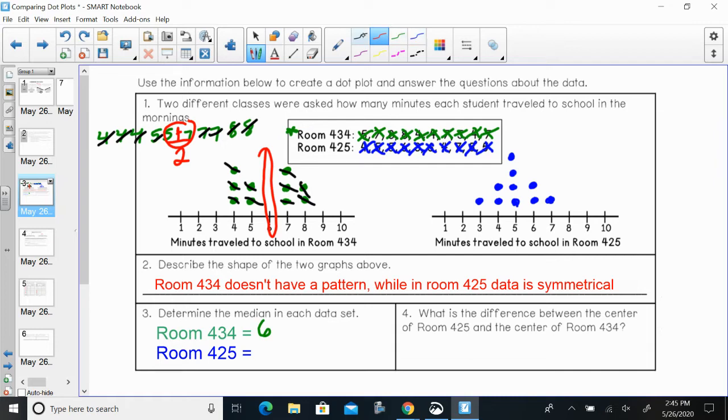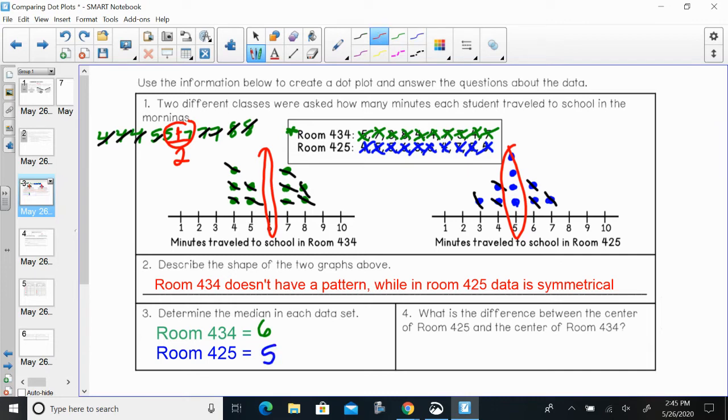I'm going to do the same thing over here on the right-hand side for 425. I'm going to cross out the highest and the lowest data point simultaneously. As you can see, as I'm doing that, the rest of my data lies right here in the 5 spot. So the median minutes traveled to school in room 425 is 5.